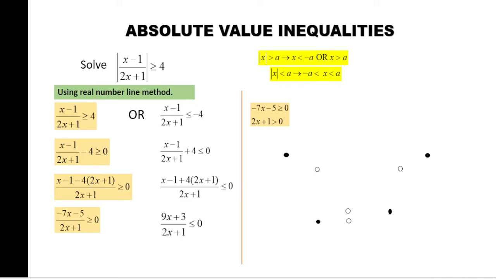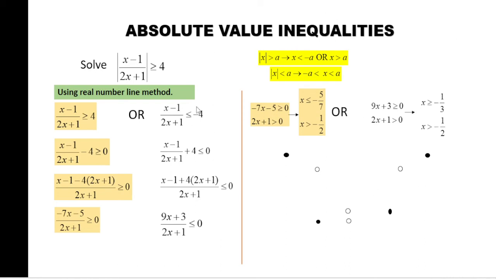The same goes for the inequality on the right hand side here. 2x plus 1 greater than 0. Now you solve for all the inequalities. x becomes less than or equal to negative 5 over 7, and x greater than negative half. And this side we have here.